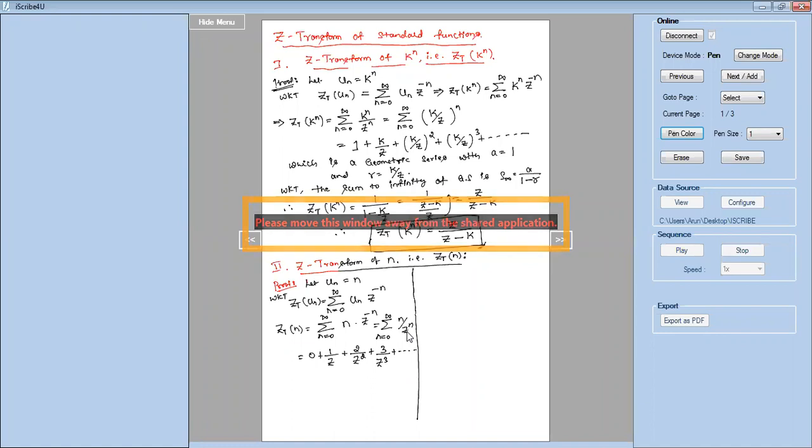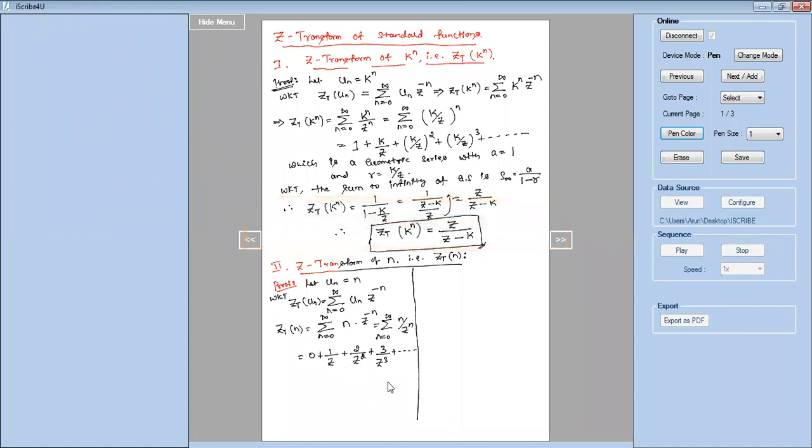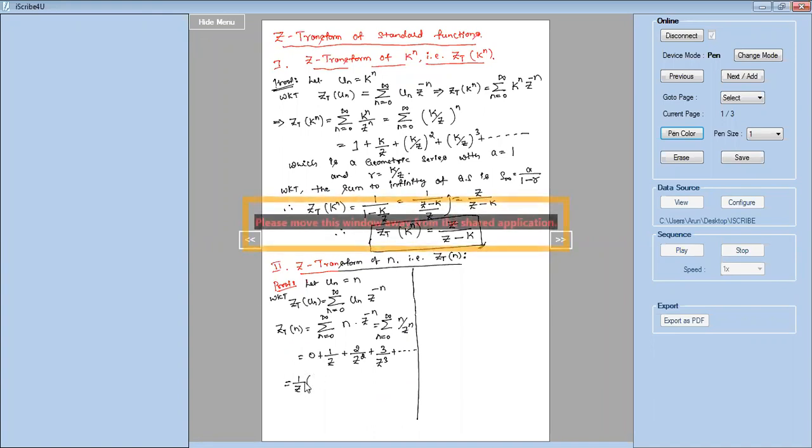Now in this result, I will take 1 by z common. So let us take 1 by z common here. Therefore, when I take 1 by z outside, this becomes 1 plus 2 by z plus 3 by z square plus 4 by z cube, etcetera, like this.